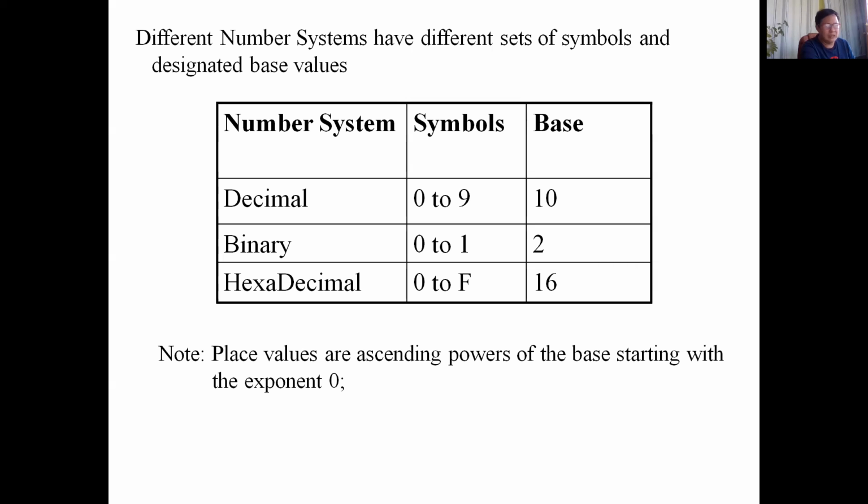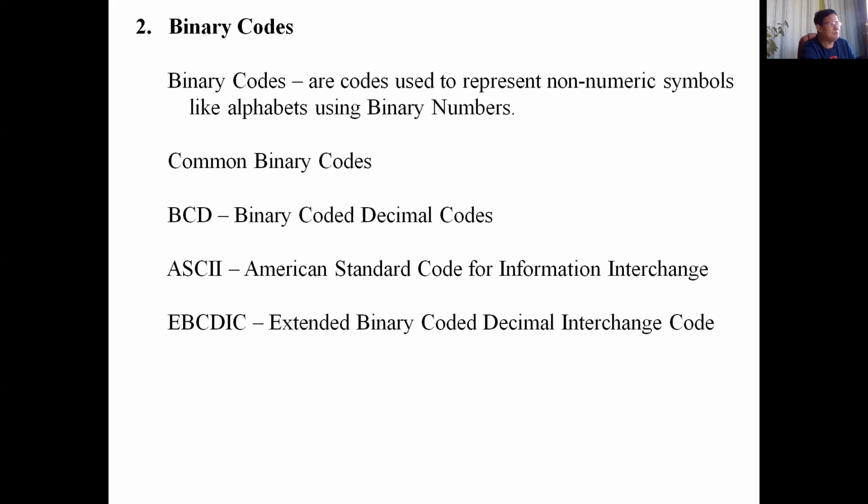Primarily we use the decimal system. In worksheets and programming languages, we use the decimal system, but internally the CPU uses binary numbers, no? So the digits are 0 to 1 and the base is 2. So 2 to the 0, 2 to the first, 2 to the second. Hexadecimal is used in assembly language. So the digits are 0 to F, 0 to 9, and then letter A stands for the number 10, B stands for 11, C 12, and so on and so forth.